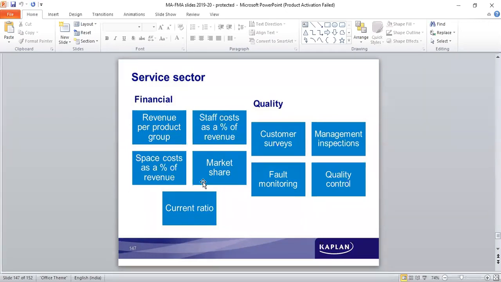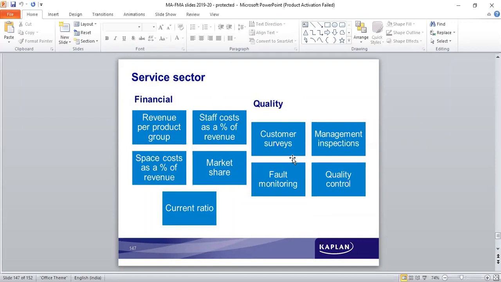Space cost as a percentage of revenue, market share, current ratio. These are the things which can be presented in numerical values, numbers, figures. Quality aspect of it: depending on the customer survey feedback collected, they can understand the quality aspect, whether they conduct inspections from time to time, when the production is carried on or when they are rendering services, how are they delivering that? So that is inspected from time to time.